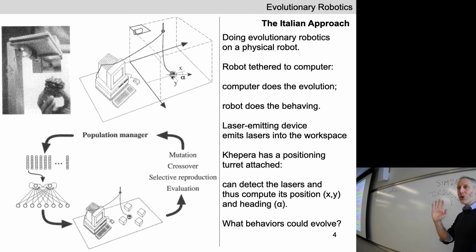Well, first of all, there was no Wi-Fi or Bluetooth, very difficult to do wireless stuff. So they took their little Kepra, they attached it by a cable to the computer. Kepra is very small, dragging a cable behind it wasn't possible, so they had to hang it from a ring. There was some little sort of MacGyver engineering they had to do to get this to work. They couldn't run the neural network on the robot, so they ran the neural network on this desktop.